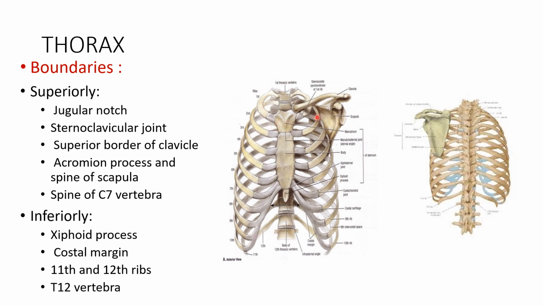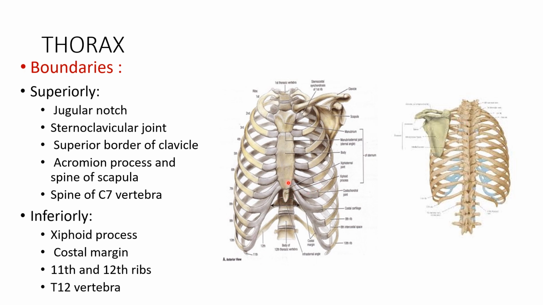Then there is the acromion process and spine of the scapula. On the back you are seeing the spine of the 7th cervical vertebra. So the superior boundary for the thorax is the jugular notch, sternoclavicular joint, superior border of clavicle, acromion process and spine of the scapula, spine of 7th cervical vertebra.